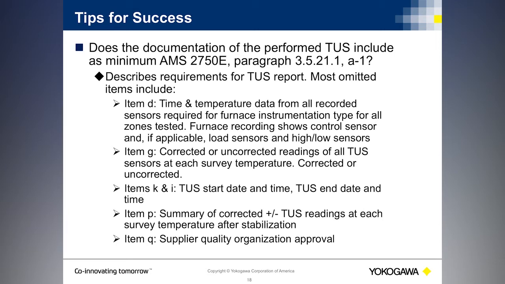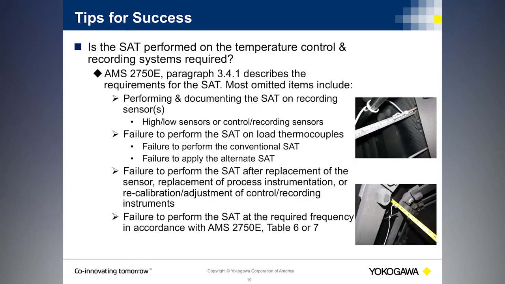Also a summary of the corrected plus or minus of the TUS readings at each survey temperature after stabilization. And again, one of the biggest ones we've seen is item Q, which is supplier's quality organization approval. Someone from quality needs to sign off on these certifications and accept them.